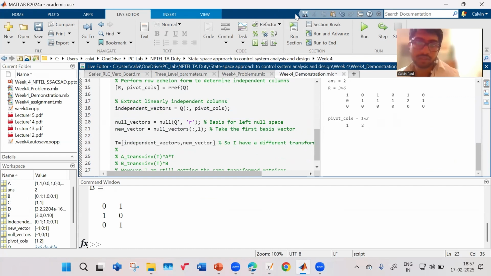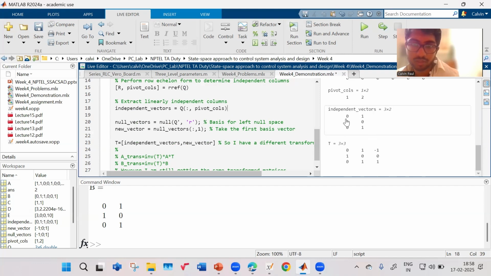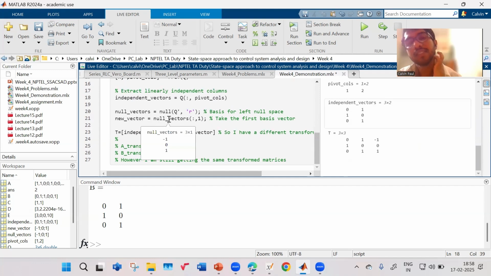T matrix we get. So you get your independent vectors actually are, you do this, your independent vectors are 0 1 0 and 1 0 1. Okay, these are your independent vectors, right? And what are your null vectors? Is null of Q and R. And then we get a new vector. Okay, we take the first basis vector. And then we get the T matrix is given by 0 1 0, 1 0 1, and minus 1 0 1. Okay, so this is the new transformation matrix we use.